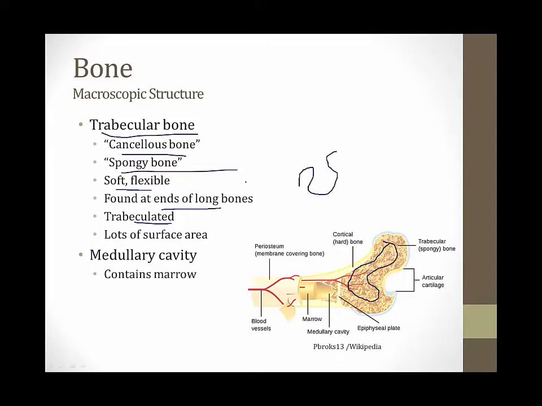And what's important to understand about trabecular bone is that it has lots of surface area. Because the bone is curved, like drawn in this picture here, there's lots of surface area, and this will be important later when we talk about cells found on the surface of bone. And then finally, the medullary cavity, or the medulla of the bone, is the part of the bone that contains the marrow. It's usually found in the shaft of long bones.